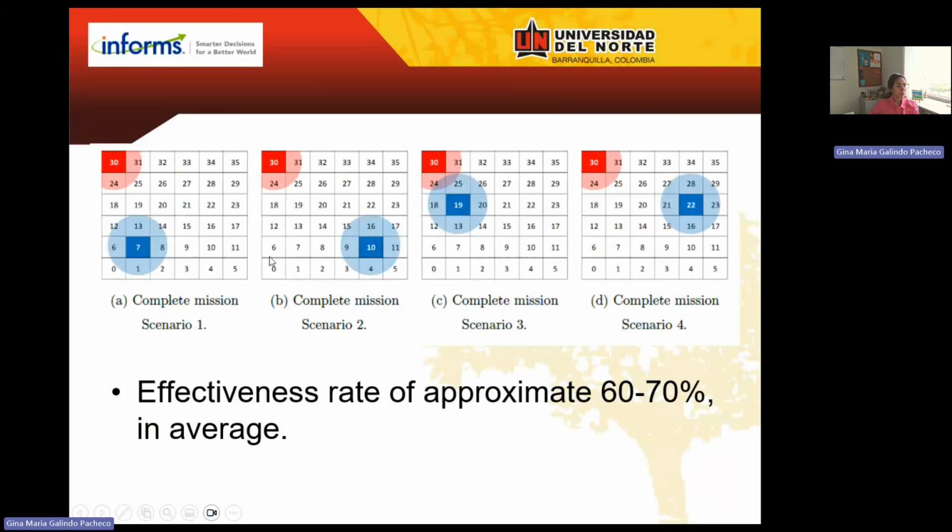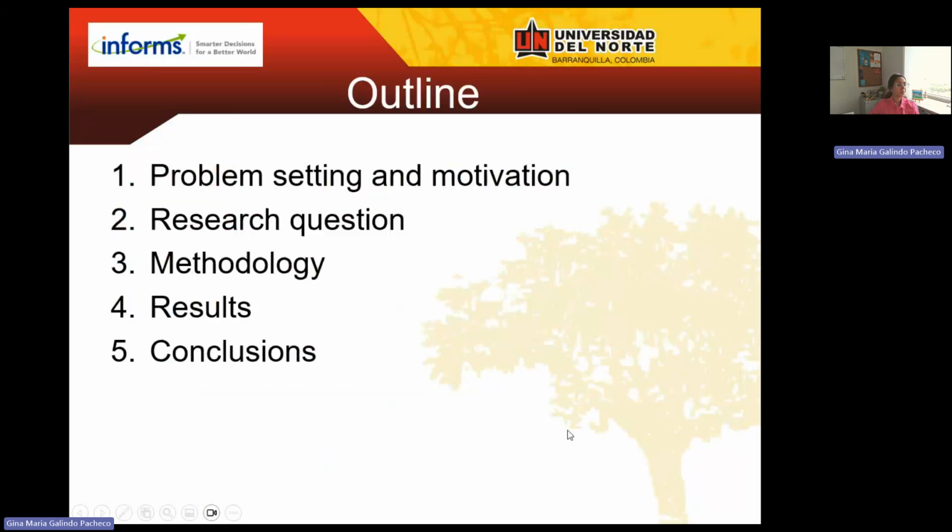This is a simulation of the whole mission under different configurations. Here we have the wildfire, and then here we have the probability of a person being in these cells. What we wanted to assess here was the effectiveness rate, which is the percentage of the time in which the missing person was actually found. And here we had a 60-70% effectiveness rate, which is something that we definitely want to improve.